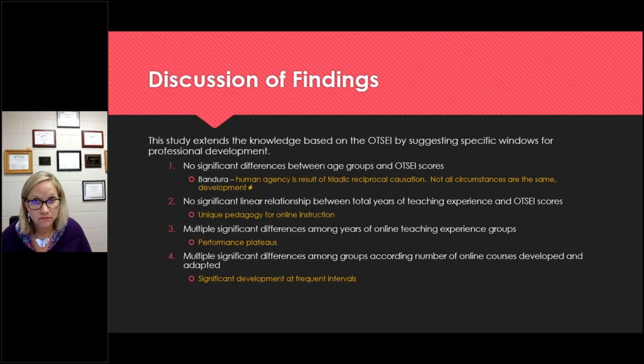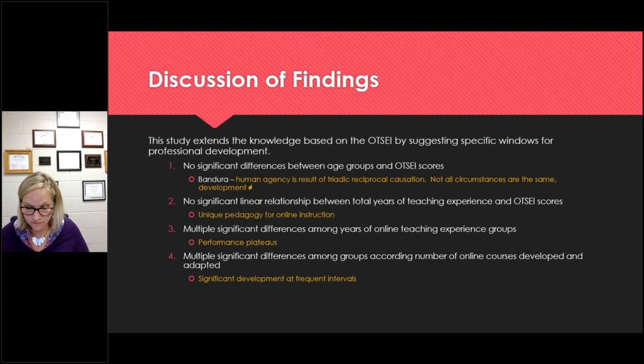And that was a finding consistent with my literature review, that institutional trainings are typically based on technology and basic mechanics of online teaching. Course content migration, again, was significant at 3 to 6 and greater than 10. So there was a performance plateau of 6 to 10 years.